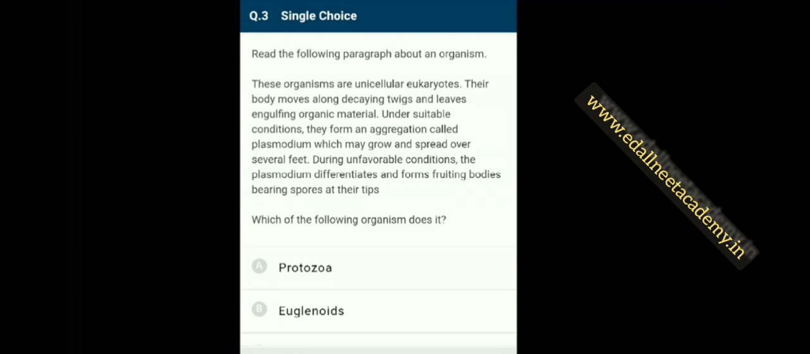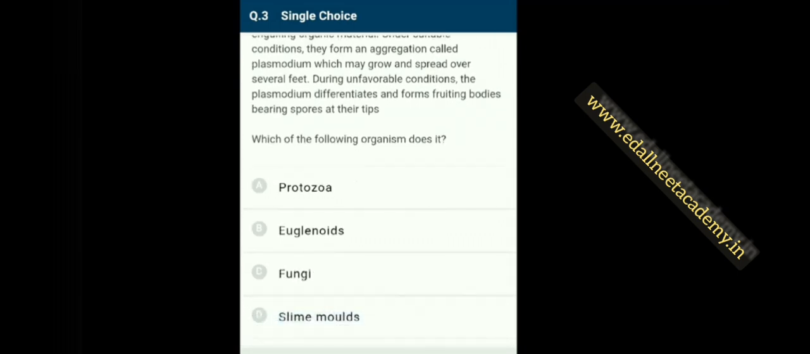Which of the following organisms does it? Here, 4 organism names are given. Slime moulds are saprophytic protists. The body moves along decaying twigs and leaves, engulfing organic material under suitable conditions. They form an aggregation called plasmodium, which may grow and spread over several feet. During unfavorable conditions, the plasmodium differentiates and forms fruiting bodies bearing spores at the tips.